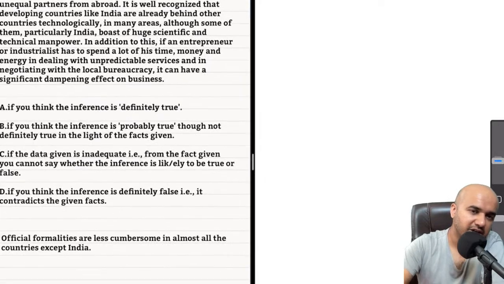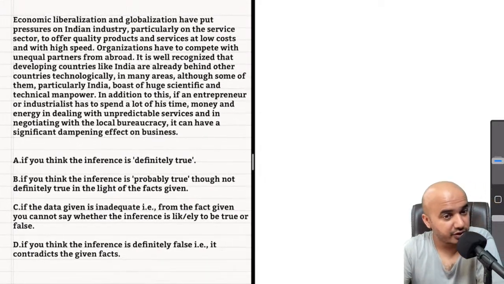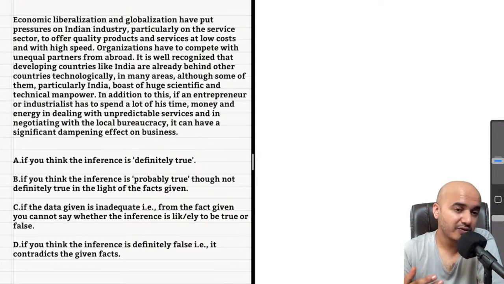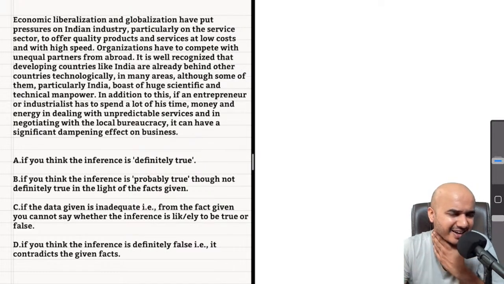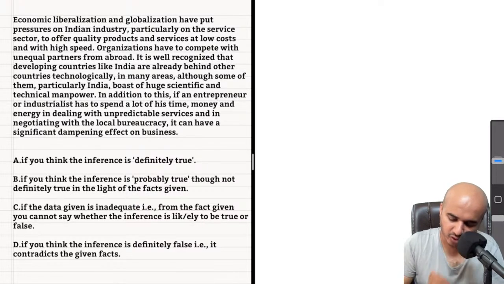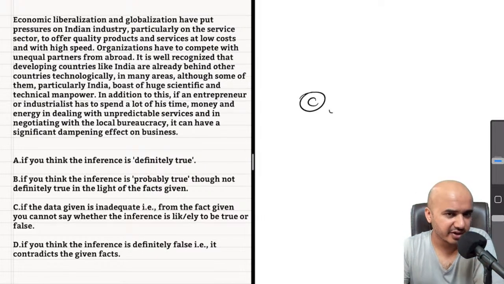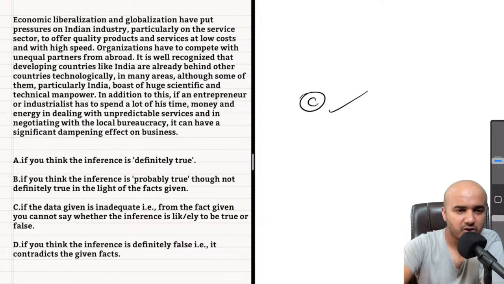Now I cannot say definitely true, I cannot say probably true also. We do not know for sure. And I cannot say definitely false as well, because is there anything which says that this is definitely false? No. So I will go with option C, that is data is inadequate. If we had enough data, maybe then we would have come to some conclusion, but in this case we don't have any data. So what we'll do is we'll simply say option C might be the right answer. Let's move on.